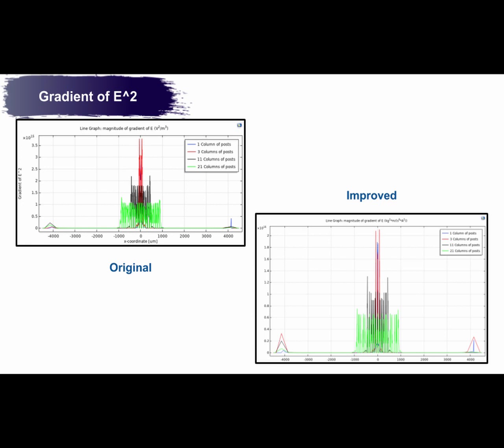The second set of data results we're going to analyze is the graph of the gradient of the electric potential. And here, the main thing to remember is that this gradient of electric potential squared is directly related to the dielectrophoretic force that each particle in the solution experiences. And as we can see from these graphs, although not major, there is a significant improvement in the magnitude of this gradient in all of the post arrays in our improved geometry when compared to the original one.